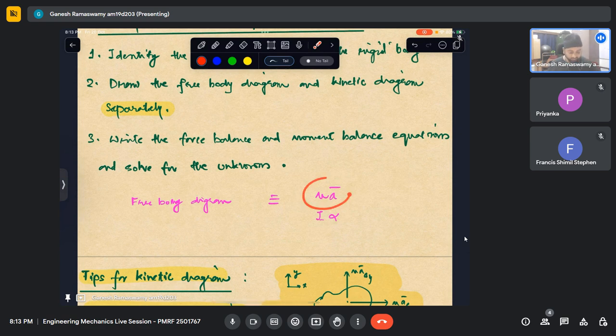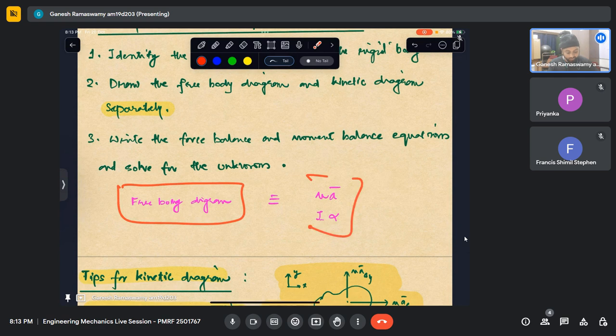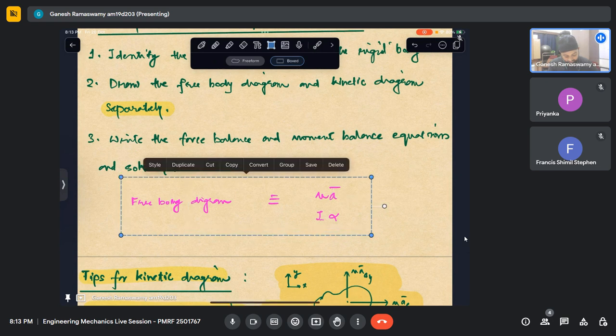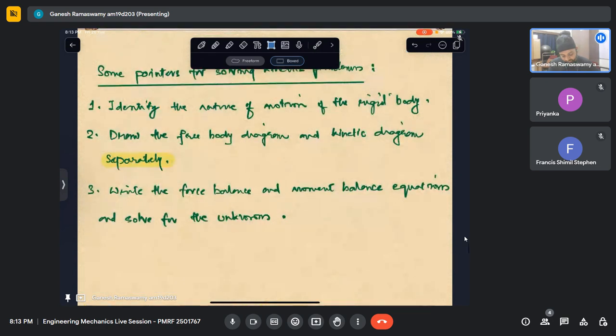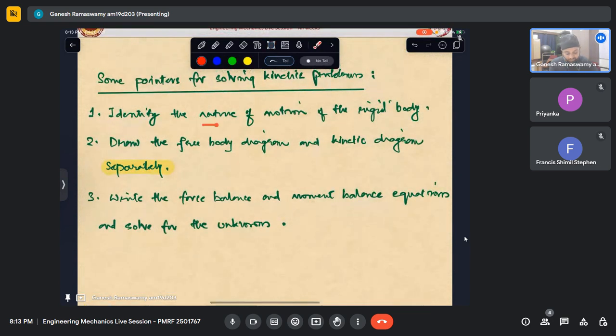This is the time rate of change of linear momentum. This is the time rate of change of angular momentum. I know angular momentum is I omega, so the time rate of change of this is I alpha. If we write it this way separately, there will be no confusion as to which one should add up where. So in this respect, the first key point is we identify the nature of the motion.